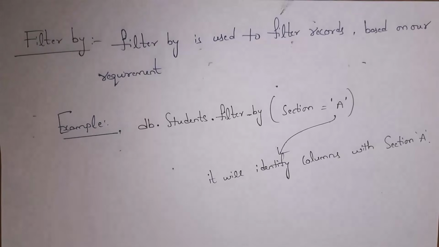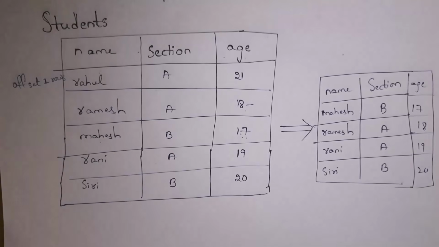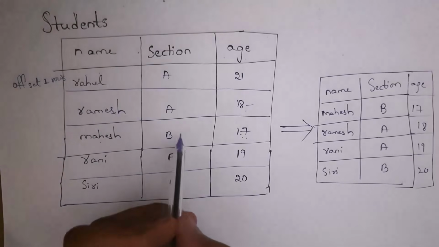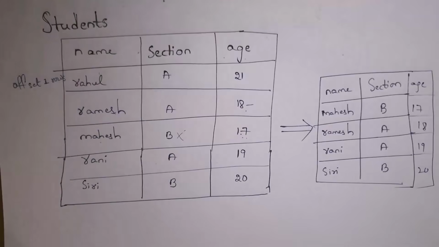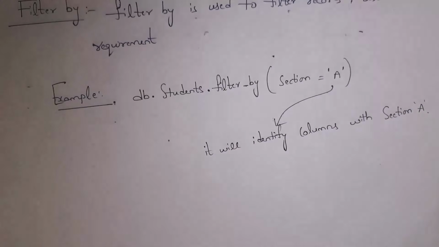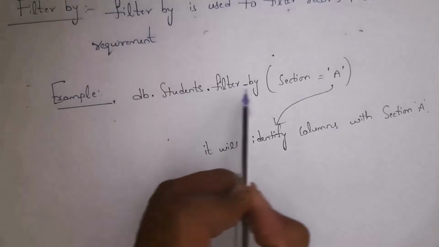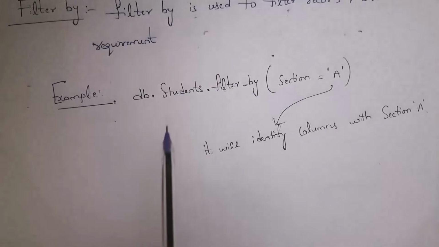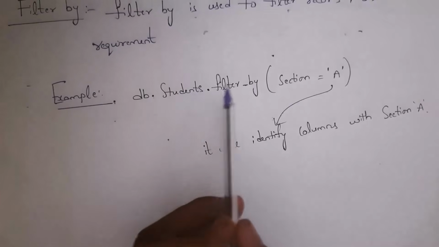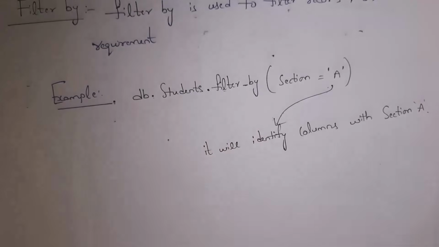Next I will explain what is the use of filter by. Filter by is used to filter records based on our requirement. For example, from the students table, I don't want section B data. I want to acquire only section A data. So you need to write here db.table name, that is db.students.filter by section A. Whenever you write db.students.filter by section A, it will print only section A data.